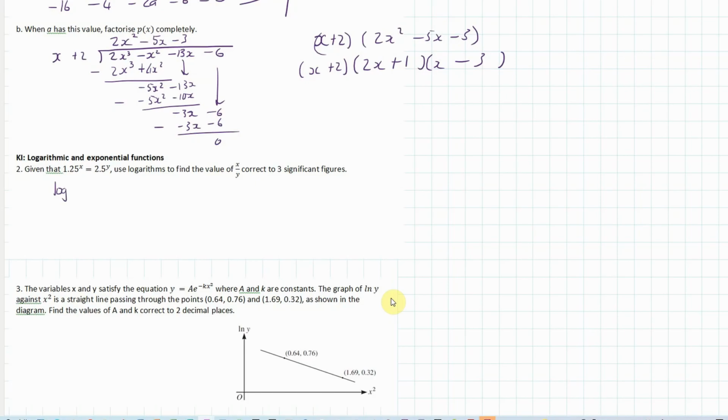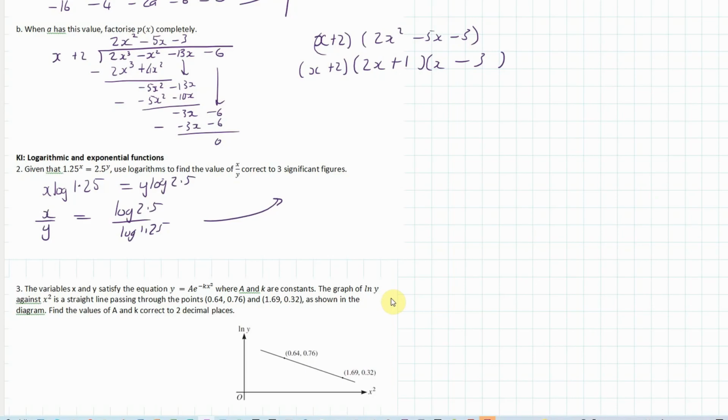and I'll just do two things at once. I'll use my log rules to simplify it to log, and it'll just be base 10 I'm going to use, so I won't put that in. And then on the other side I'll have y log 2.5. And then the next line I can go x over y. I'll divide both sides by y, so x over y equals log 2.5 over log 1.25. Now, this should give us our answer, so I'm just going to chuck this on the old calculator now.